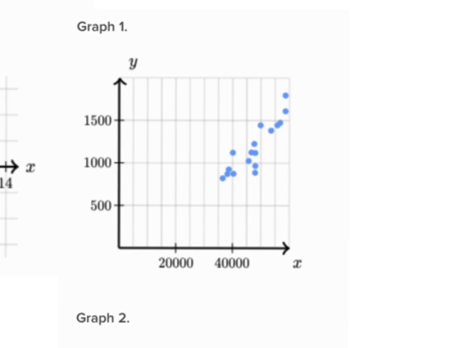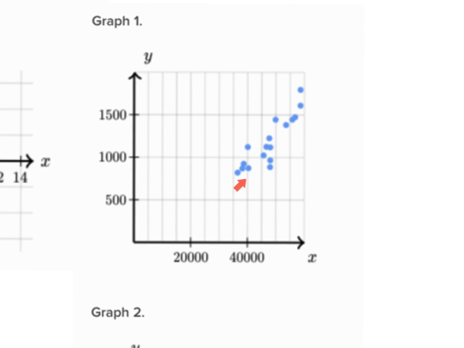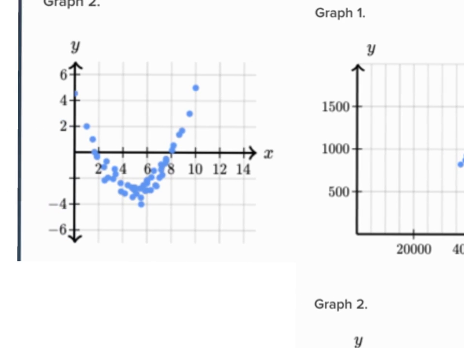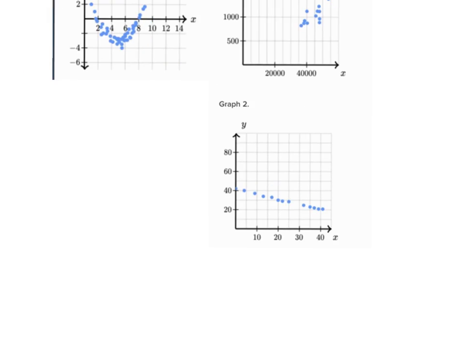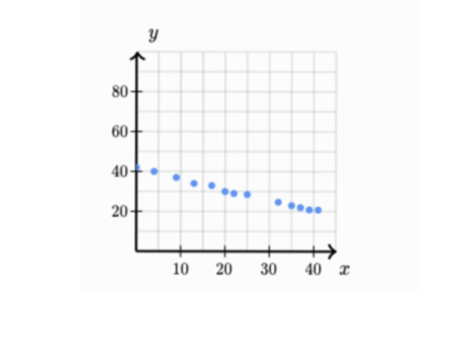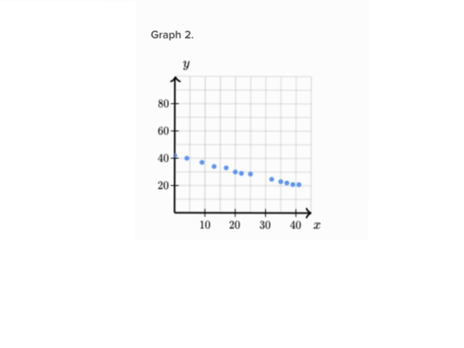Okay, so let's look at this one. What kind of correlation does this have? Positive, right? And look at this one. Nonlinear correlation. Okay, here's another one, right? What kind of correlation does that have? Negative, because it's moving down.